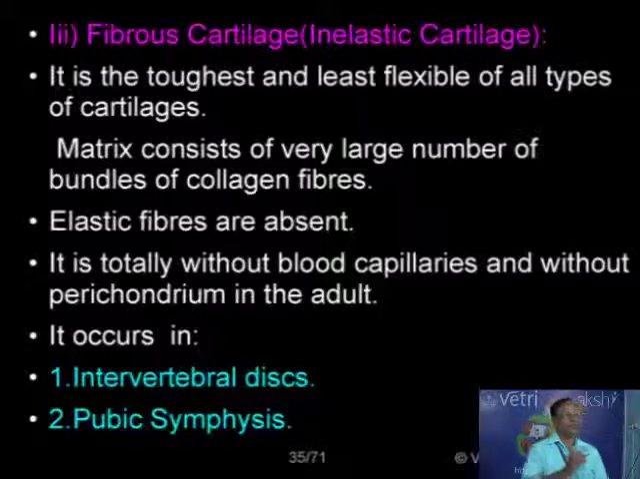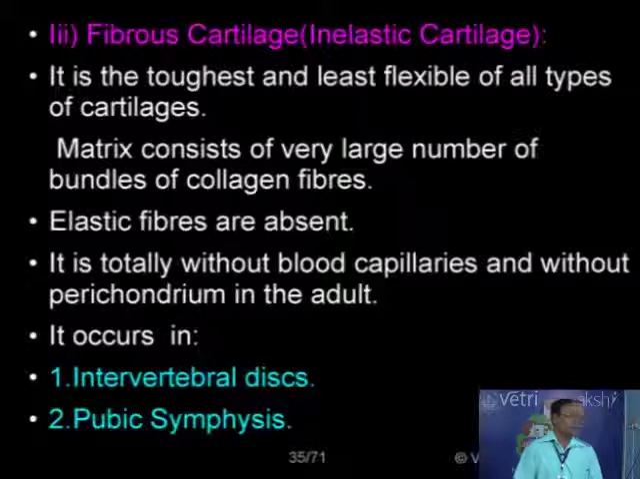I mentioned already that elastic fibers are found only in elastic cartilage. In hyaline cartilage, the collagen fibers are found only as delicate fine structures, not in bundles, that is why it is transparent in nature. But here the fibers are found in bundles, packing the matrix closely. So the matrix is closely packed with bundles of collagen fibers, and we have no flexibility.